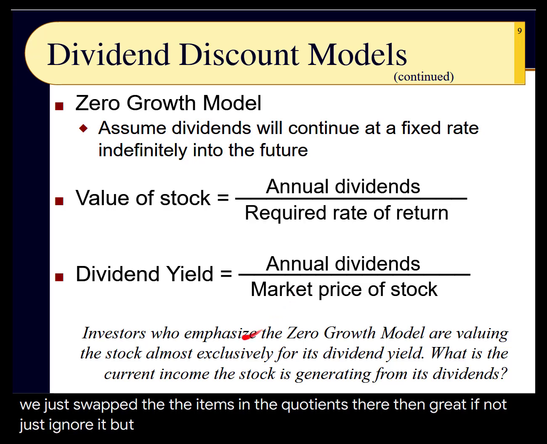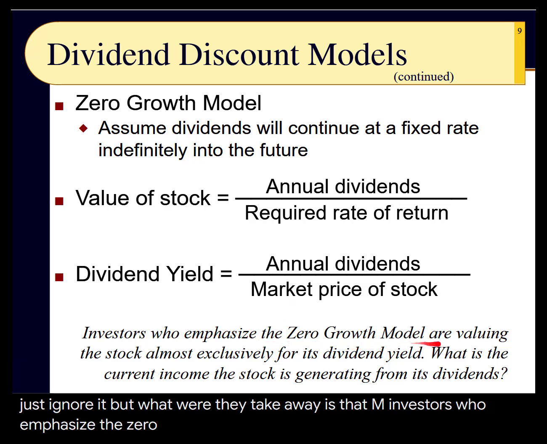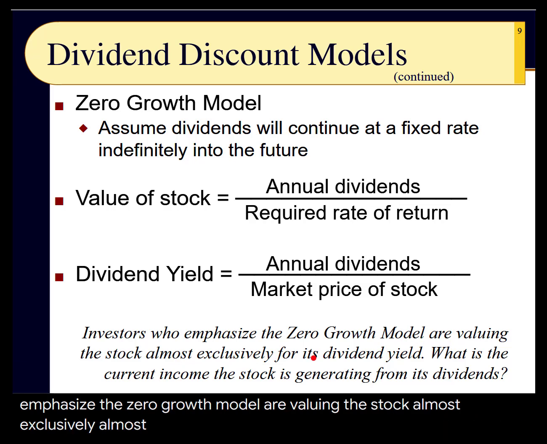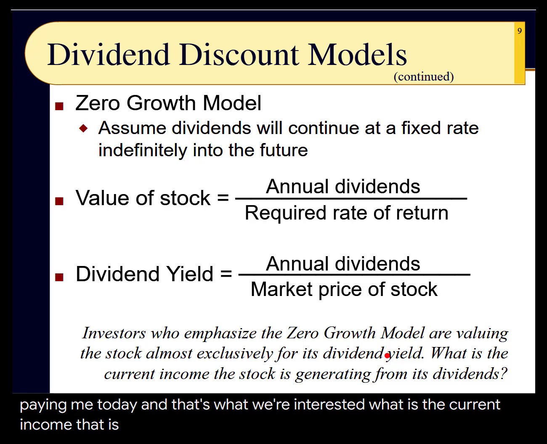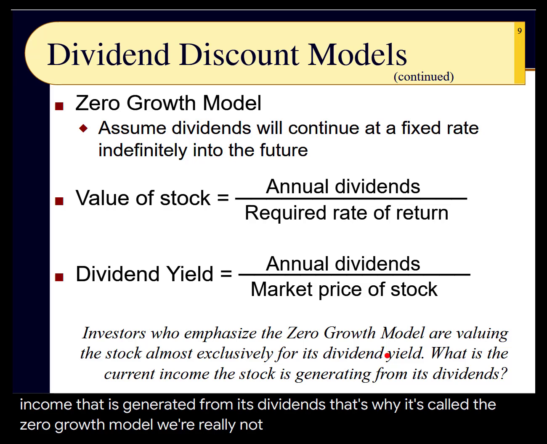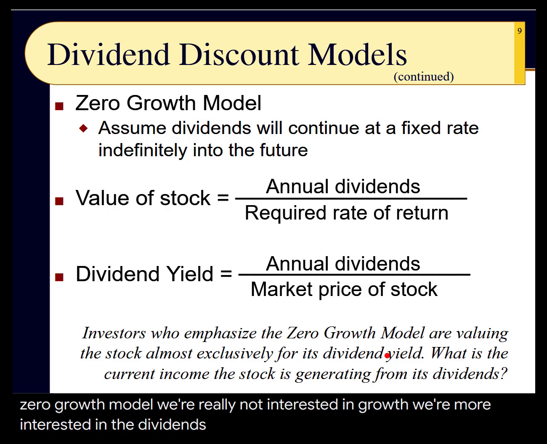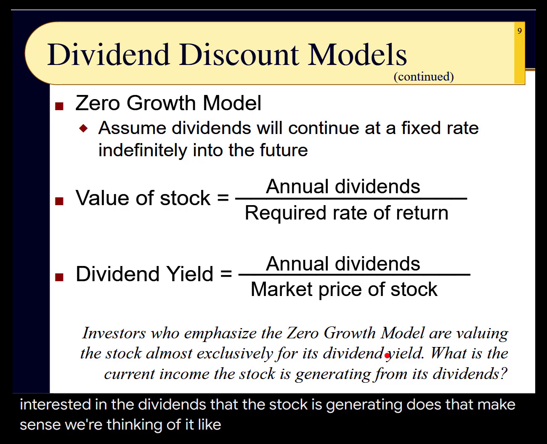But the takeaway is that investors who emphasize the zero growth model are valuing the stock almost exclusively for its dividend yield. What is the stock paying me today? And that's what we're interested in. What is the current income that is generated from its dividends? That's why it's called the zero growth model. We're really not interested in growth. We're more interested in the dividends that the stock is generating. Does that make sense? Think of it like a savings account.